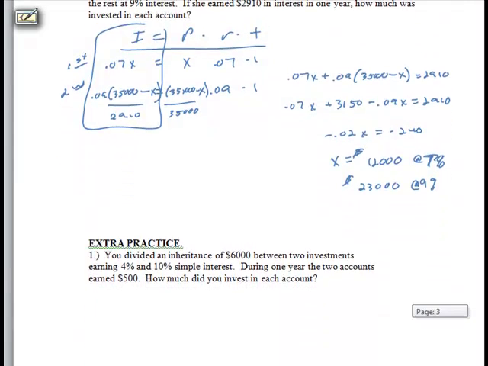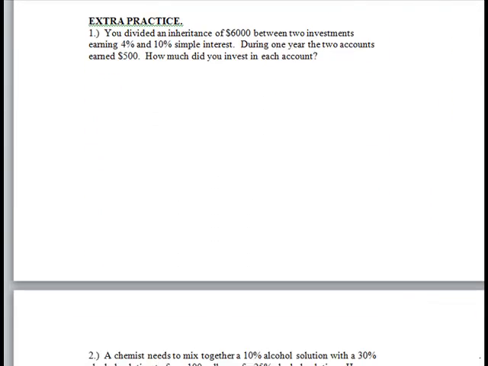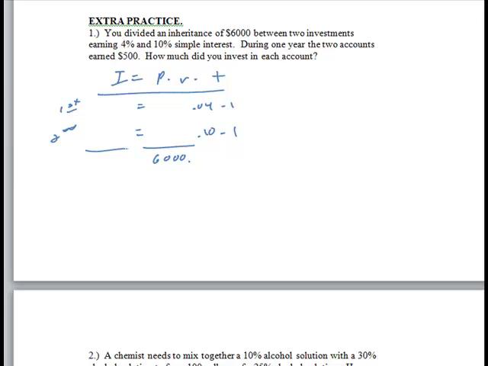So let's look at a few additional problems, a few more examples of these. Example 1, obviously another investment problem. So set up another table. The two interest rates in this case, 4% and 10%, and the time once again is 1. Total amount invested, $6,000. Total amount of interest earned, $500.